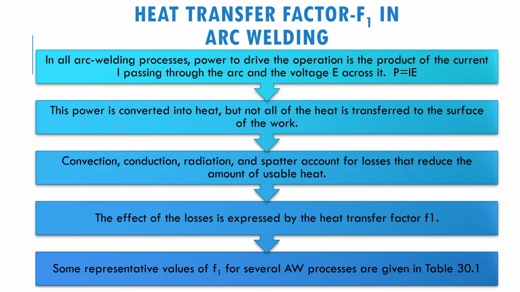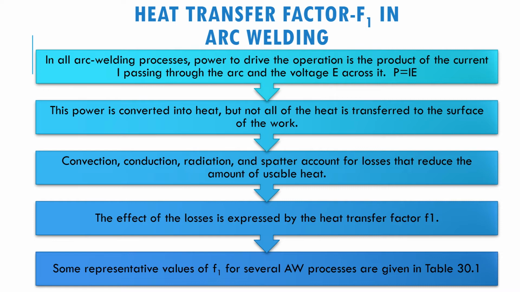In arc welding, as we mentioned, the power comes from the electric arc, right? To calculate the power, P equals IE, where I is the current and E is the voltage. This power is converted into heat, but not all of the heat will be transferred to the surface, as I mentioned in the previous class. There will be convection, conduction, radiation, and spatter losses that reduce the amount of usable heat.